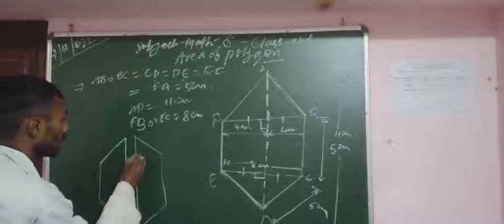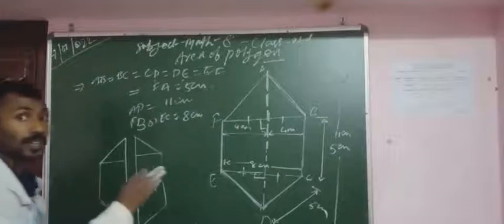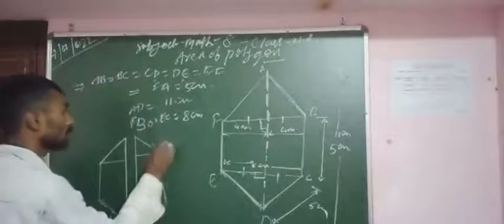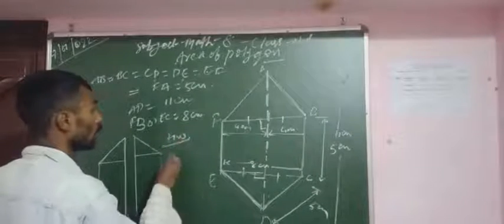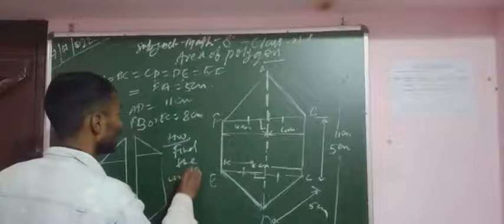Now look at this. The figure looks like a trapezium. All the dimensions are given. So it's your homework. You find the area.